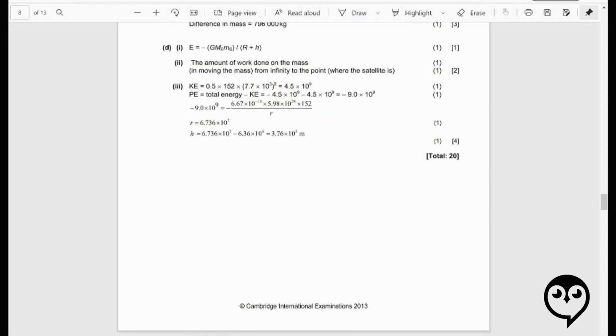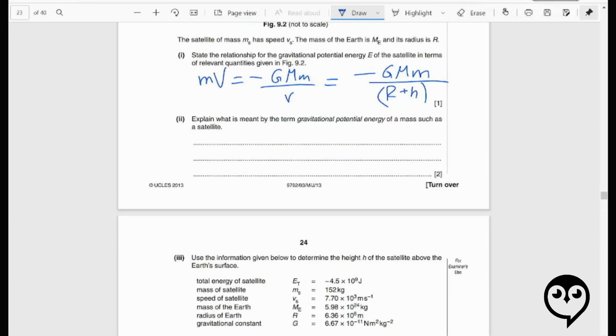Why don't we have a quick look? Yeah, so that's our formula that we had. I had the negative in there. The amount of work done on a mass, or energy needed, to move an object from infinity to a point where the satellite is, or from infinity to a specific point. That's the definition that we've seen repeated over and over, isn't it?